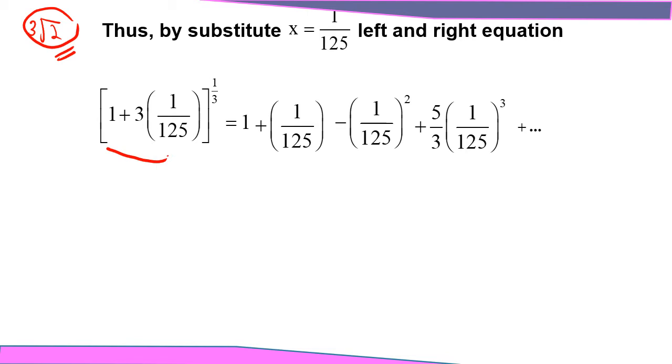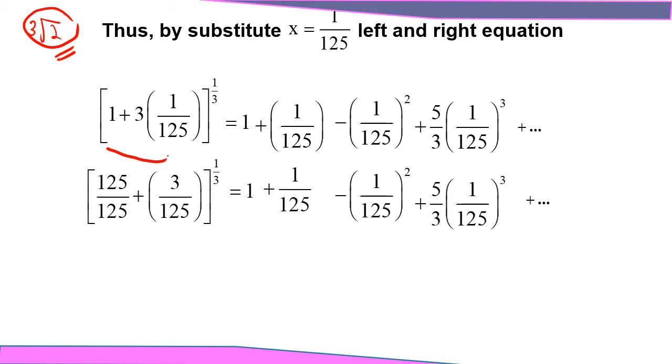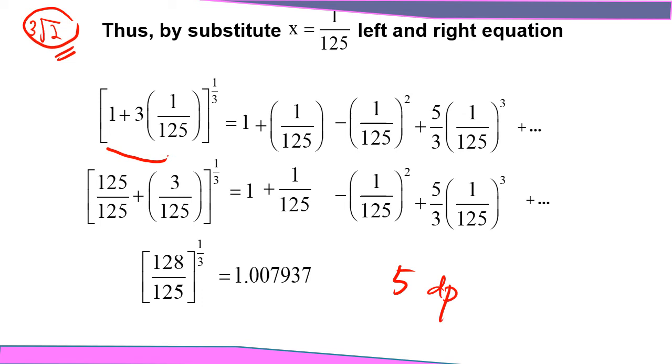So, for this one, what we get is we find the common denominator, which is 125. And then the right side we copy everything, or we just use the calculator. So, on the left side, what we get is 125 plus 3, which is 128 over 125 all to the power of 1 over 3. And the right side we get 1.007937. So, the answer wants you to give in 5 decimal places. So, make sure you give more than 5 for the working.